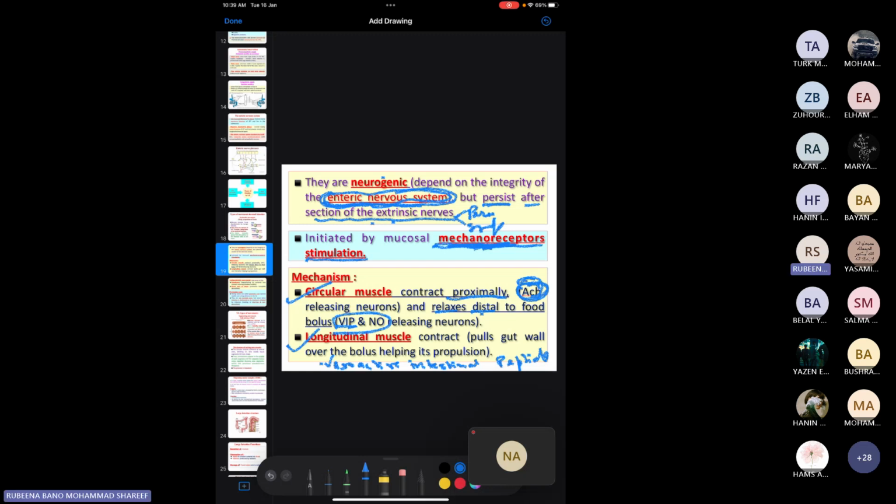And then the longitudinal muscle will contract. So it will pull the gut wall over the bolus, helping its further propulsion. This is the longitudinal muscles. When it contracts like this, the bolus will be exposed. It will contract like this. Are you getting my point? So it will help in propulsion of chyme.